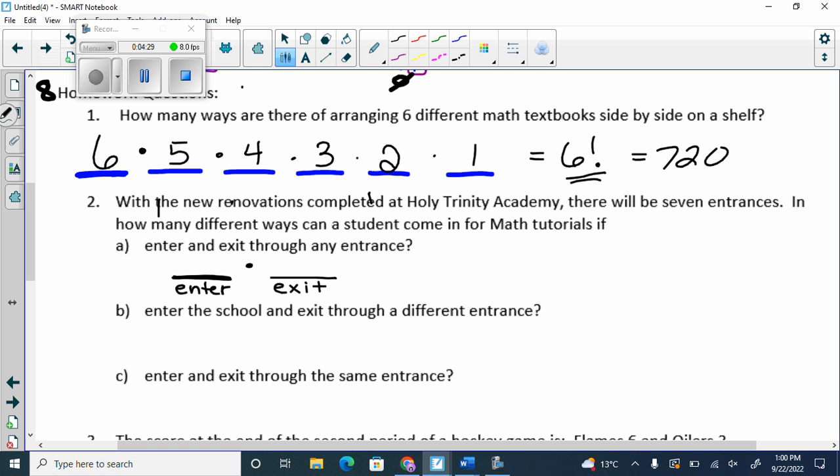So how many entering ways do I have? 7. And I'm only entering once. I'm going to a math tutorial, and then I exit once, right? But I can enter and exit through any entrance and exit. So enter how many times? 7, exits, which is 49.